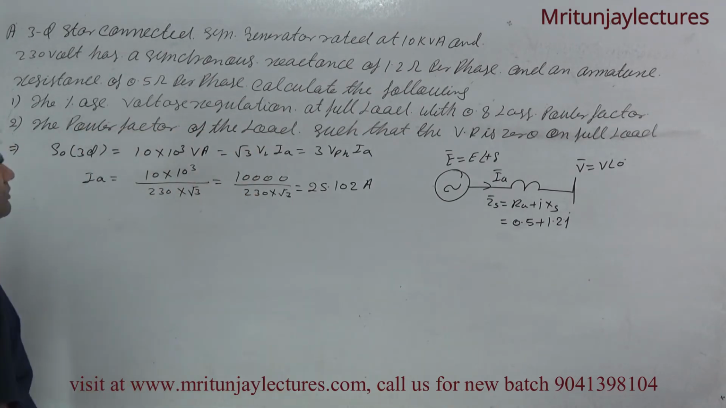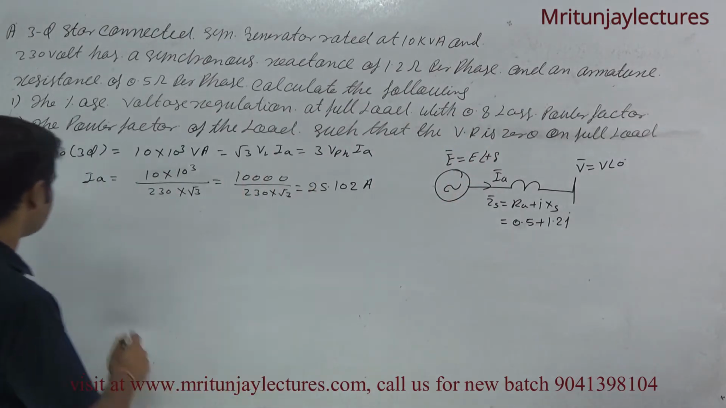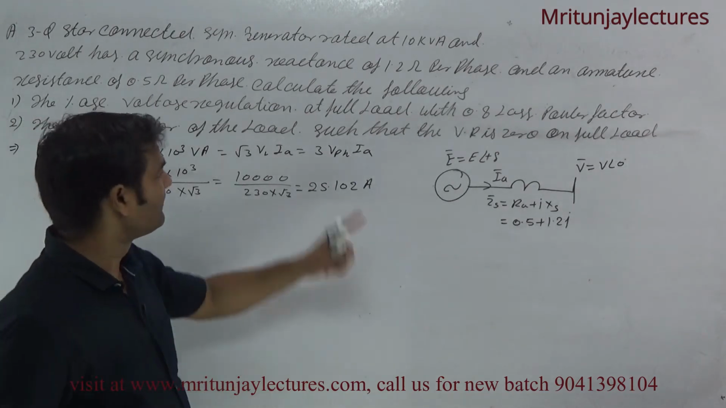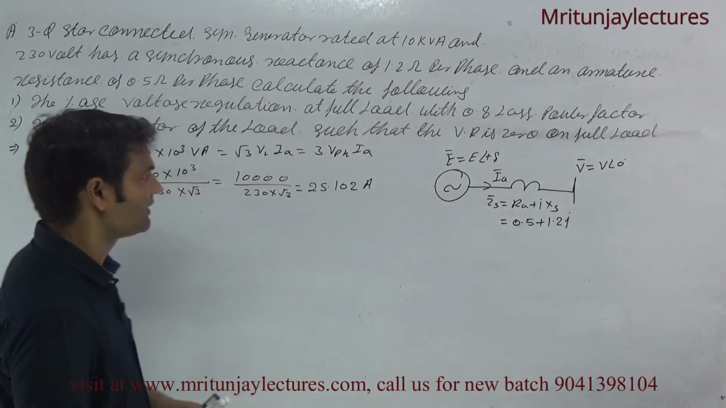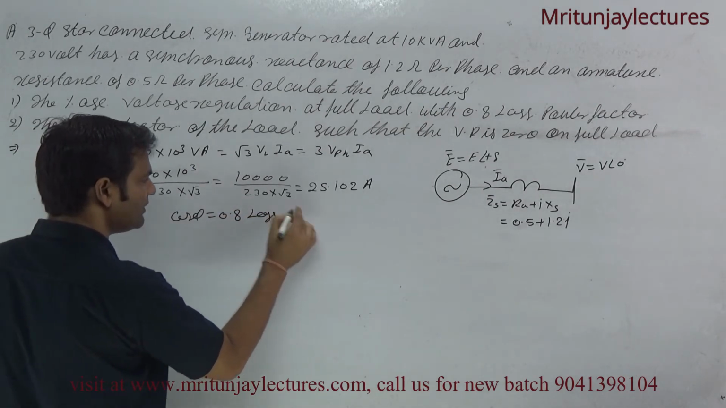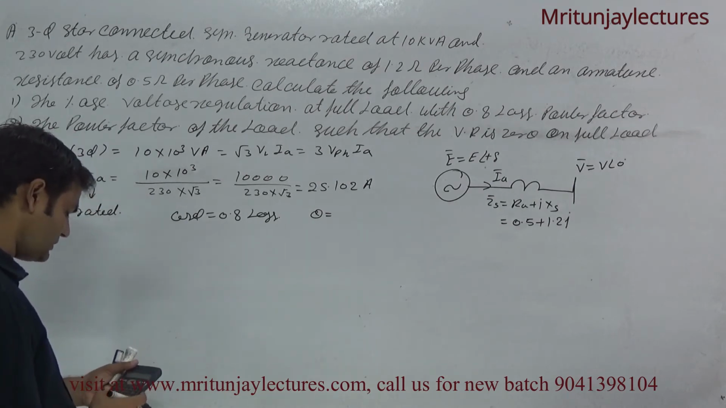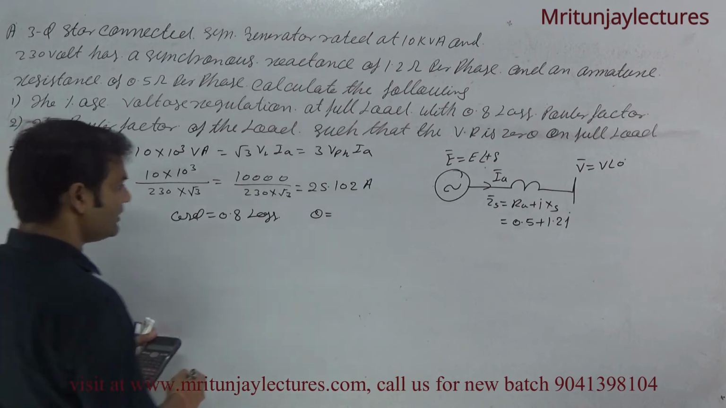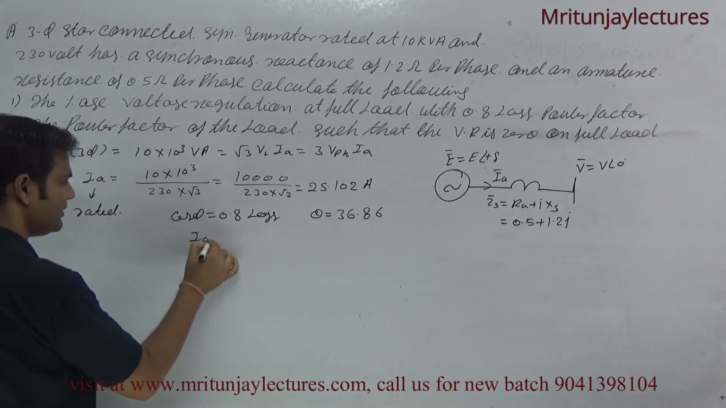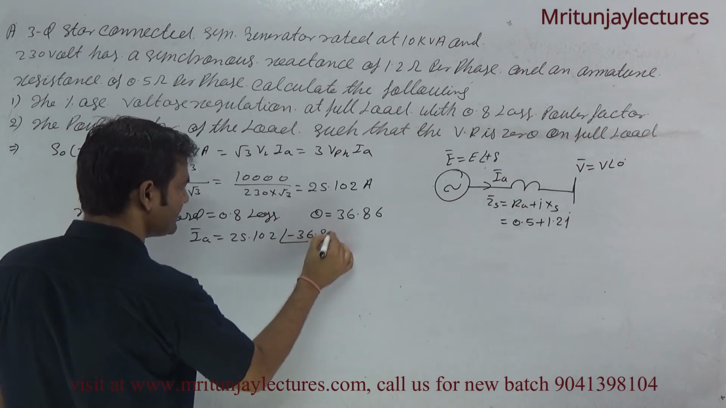Now, we need to determine the voltage regulation at full load. This current is the rated current, or you can say the full load current, with 0.8 lagging power factor. Power factor cos phi is 0.8 lagging. What about theta, or phi? Cos inverse 0.8 gives 36.86. So the armature current in phasor form is 25.102 at the angle minus 36.86, lagging.